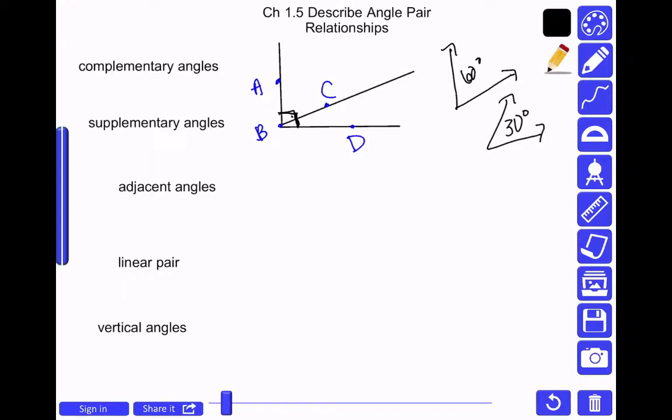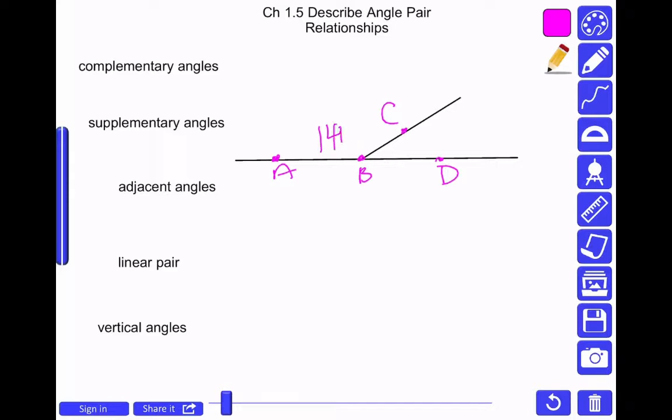Supplementary angles are angles that add up to be 180 degrees. So if this angle is 140 degrees and this angle is 40 degrees, then those are supplementary because 140 plus 40 is 180 degrees. You'll also notice that angle ABD is a straight angle, meaning its measure is 180 degrees.